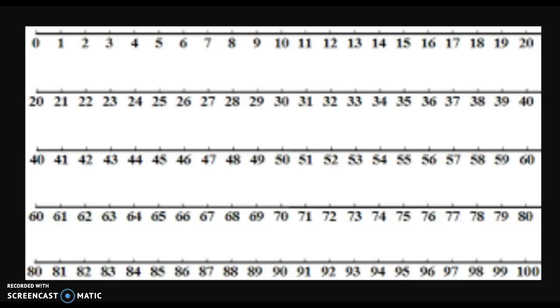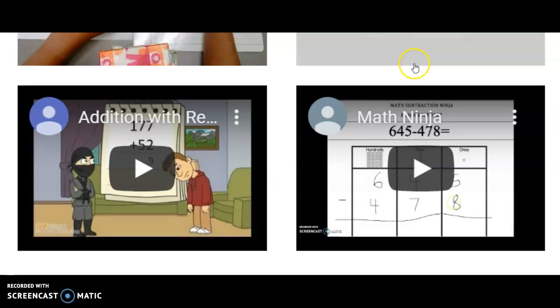Now let's look at counting on using a number line. Suppose we have the question 18 plus 2. We go to the number 18 and we jump 2 spots to arrive at the sum of 20.